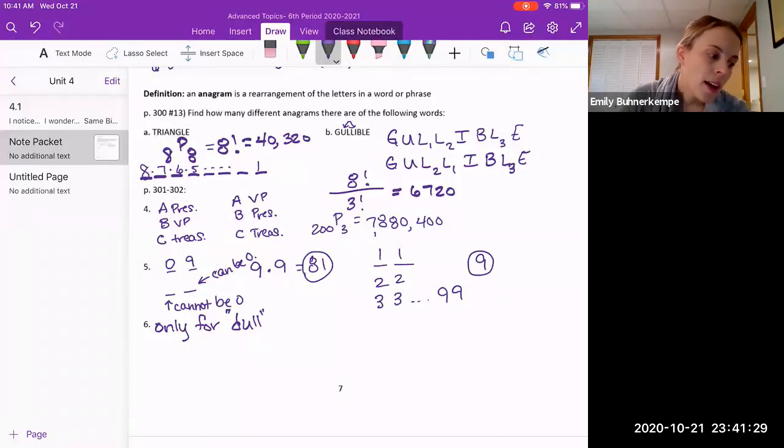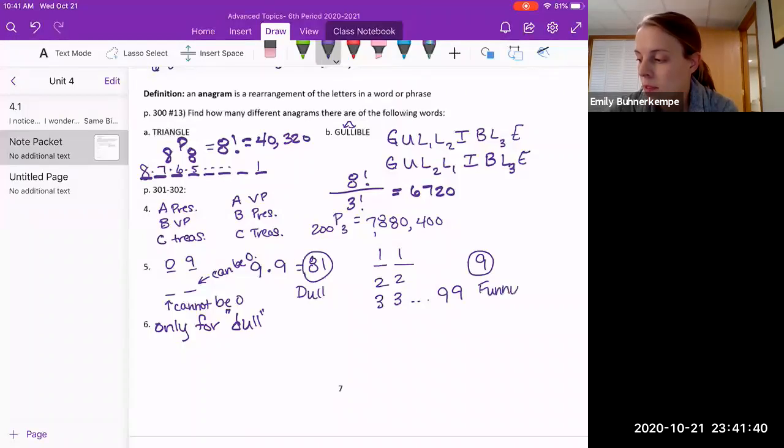In this problem, they ask us to identify the non-repeated digits as dull and the repeated digits as funny. So there are 81 dull numbers and there are 9 funny numbers.